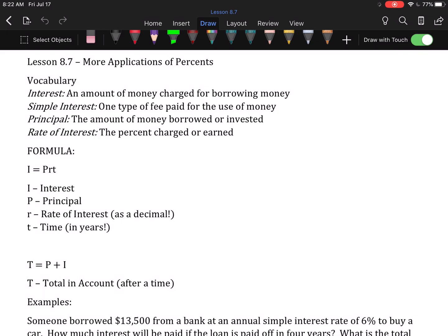We're going to have two formulas for this section. I equals PRT, where I stands for the interest, P is the principal, R is the rate of interest in its decimal form, and T is a length of time in years. And then we have capital T equals P plus I, which is the total amount in an account, or the total amount repaid, is equal to the principal plus the interest.